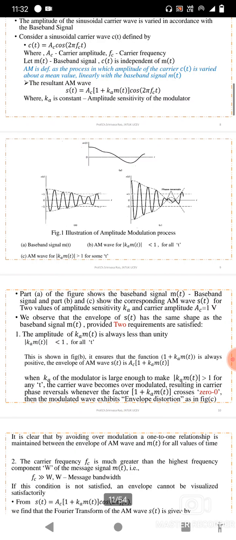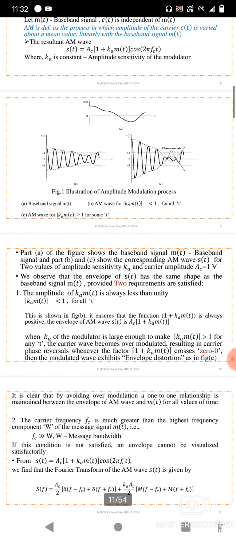Observe these three figures. Figure A represents the baseband signal, that is m(t). The second figure represents the AM wave for |Ka m(t)| less than 1 for all t. Then C represents the AM wave for |Ka m(t)| greater than 1 for some t. So part A represents the baseband signal and part C represents the corresponding amplitude modulated wave, s(t). Here, the carrier amplitude Ac is equal to 1 volt.